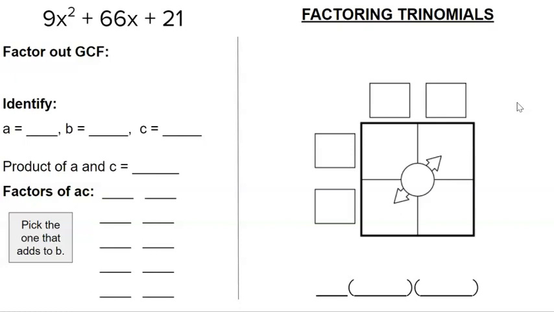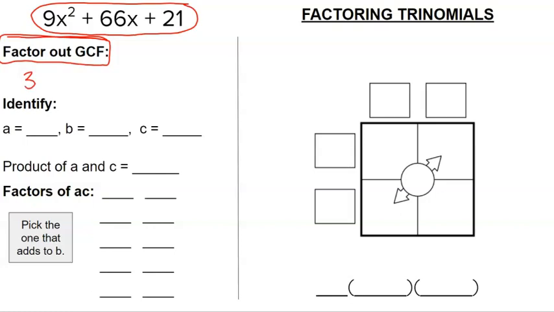We are going to do all of the same steps we did last lesson, except we have one new first step. The first step is that we have to factor out the greatest common factor. When we look at a trinomial, we have 9x squared plus 66x plus 21. In this case, there is a number that goes into each of those values evenly. It has a greatest common factor, and its greatest common factor is 3. 3 goes into all of those numbers evenly and can be factored out before we factor the trinomial.